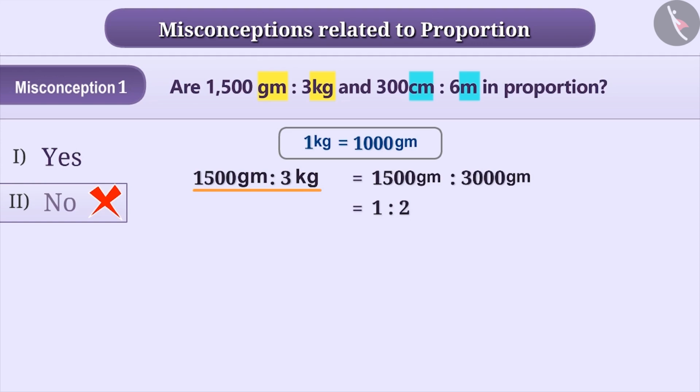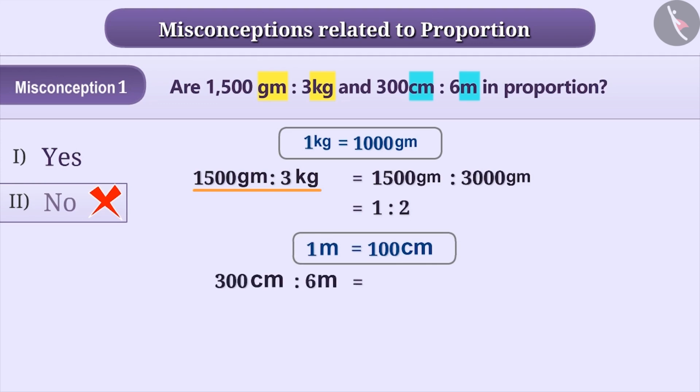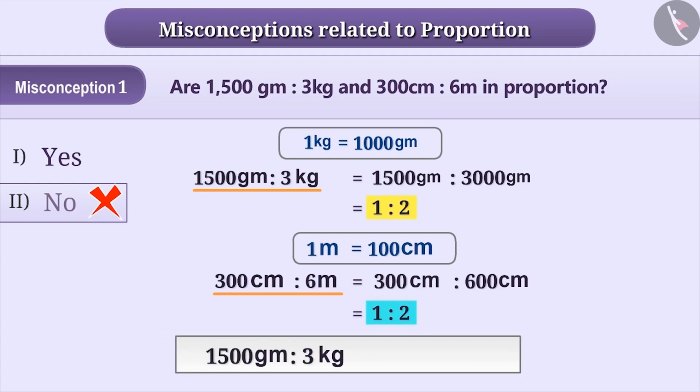Similarly, 1 meter is equal to 100 centimeters. Therefore, 300 centimeters is to 6 meters equal to 300 centimeters is to 600 centimeters. Thus, 300 centimeters is to 6 meters equal to 1 is to 2. Since both the ratios are equal, therefore, we can say that ratios 1500 grams is to 3 kg and 300 centimeters is to 6 meters are in proportion.